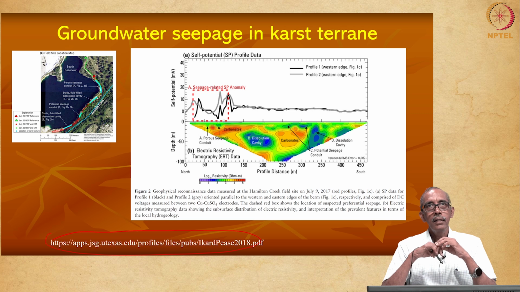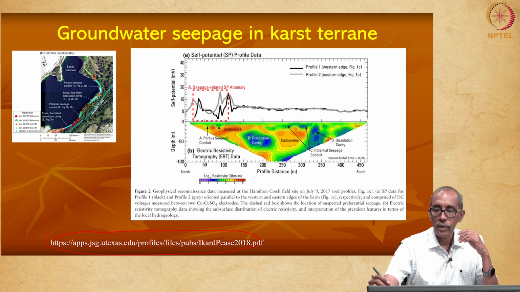In this study, given on this website of the University of Texas, these researchers carried out a study to understand how groundwater seepage is taking place in a karst terrain. Karst terrain is a terrain associated with limestone. Limestones are rocks of calcium carbonate composition.